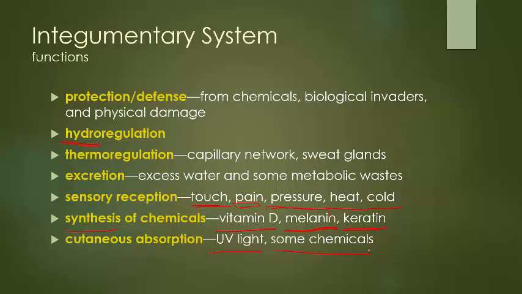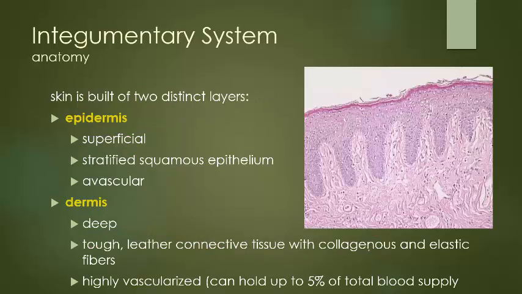So there are now patches that deliver nicotine, that deliver hormones. So a lot of things can be delivered directly through the skin. So lots of functions to the skin. It's that outer layer that is protective, that helps us sense, that is involved with lots of production of chemicals, that can even absorb materials across the skin. So lots of functions involved with skin.